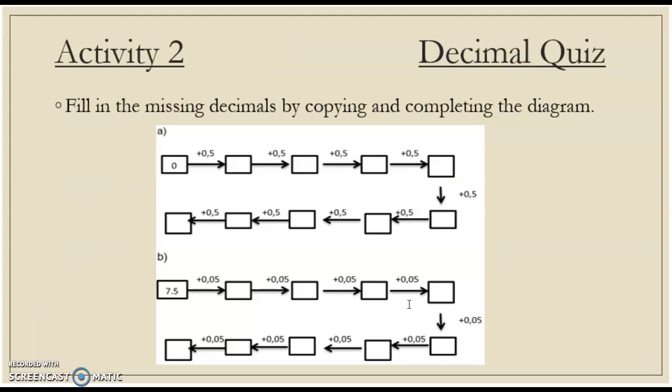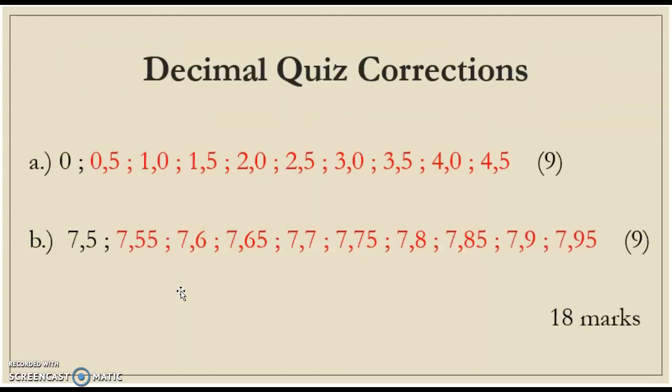Right, next, activity 2 is a decimal quiz. You need to fill in the missing decimals by copying and completing the diagram. A, you are counting in 0,5 starting at 0. B, you're counting in 500 starting at 0,5. Pause the video, complete activity 2. Decimal quiz corrections are as follows. Each answer is 1 mark. Please give yourself a mark out of 18.